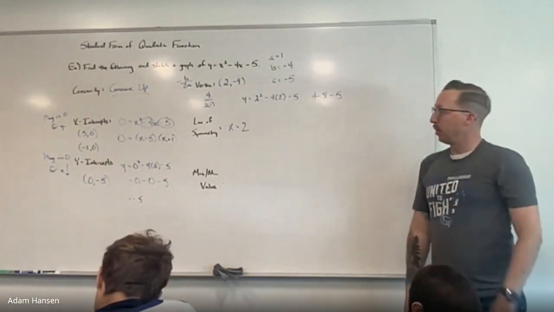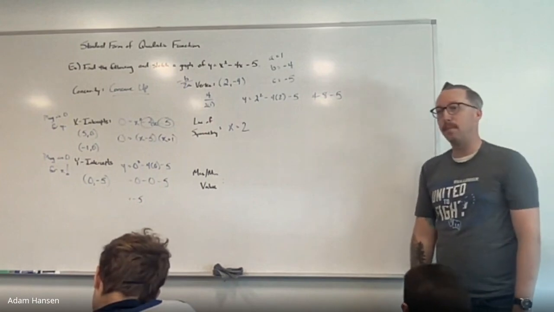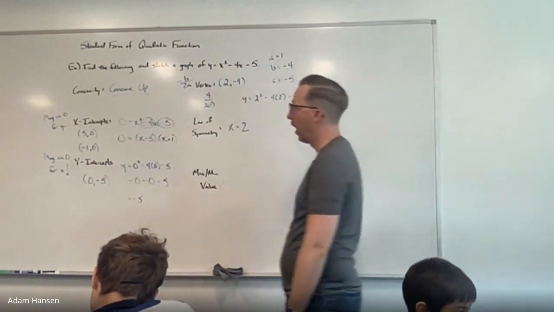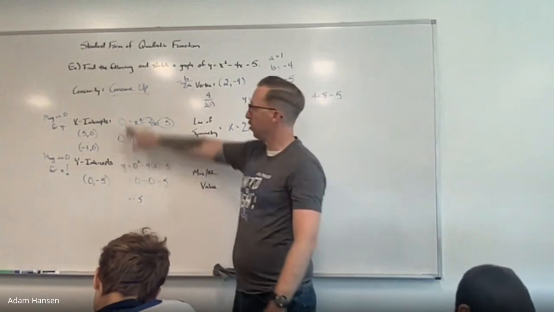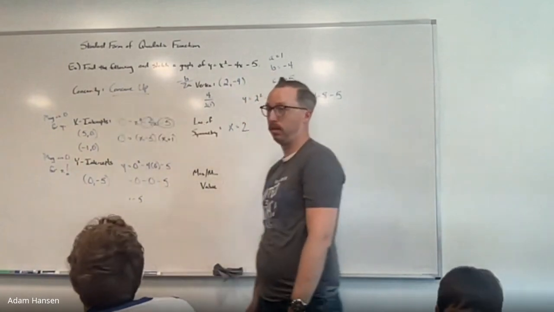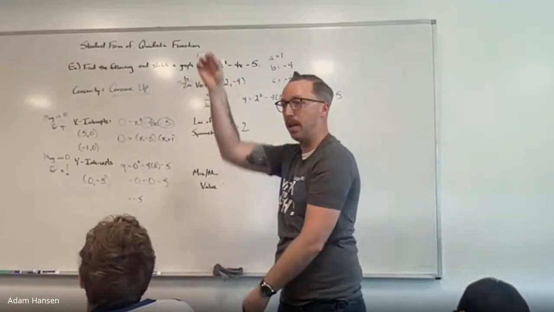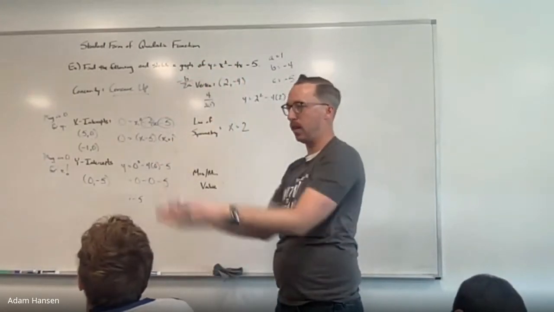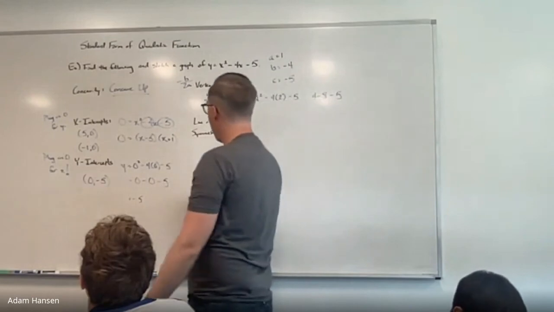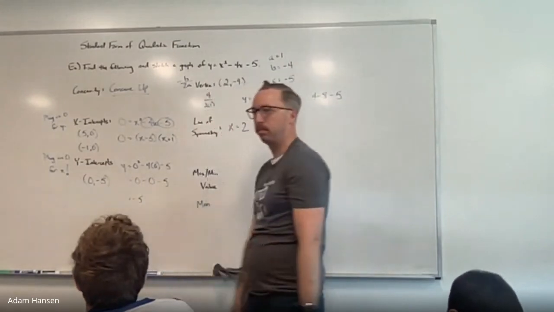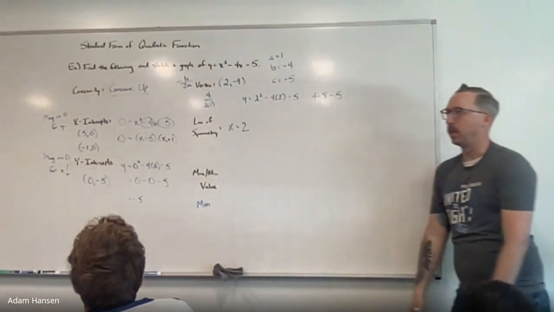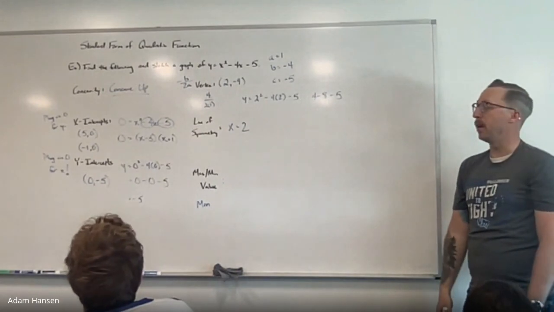Minimum or maximum? Based on how this opens, is it going to be a minimum or maximum value? How is it opening? Is the vertex on top or bottom? If it's concave up, where's the vertex at? On the bottom. The top is if it's concave down. So it's a minimum, right?